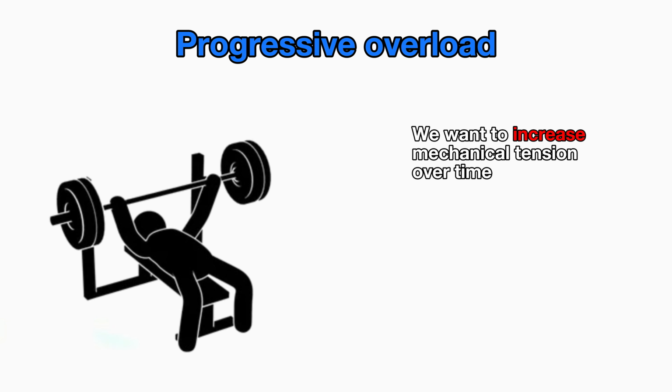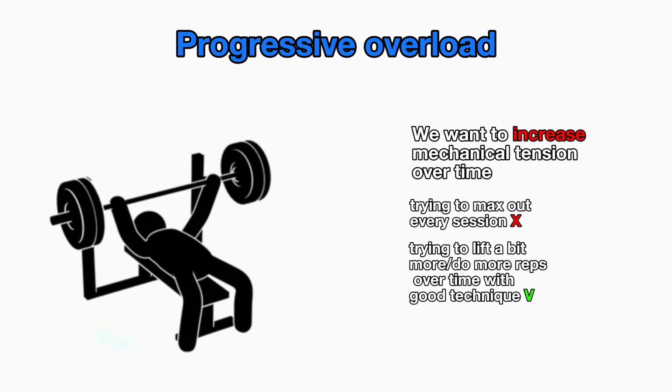Another concept related to mechanical tension is progressive overload. We aim to gradually increase the mechanical tension over time to see progress. This does not mean trying to max out every session, but it does mean trying to lift a bit more or do more reps over time using good technique. This does not have to happen every week, but improvements in weight or reps over the long term usually indicate muscle growth is happening. This process should come naturally if you're training hard enough.